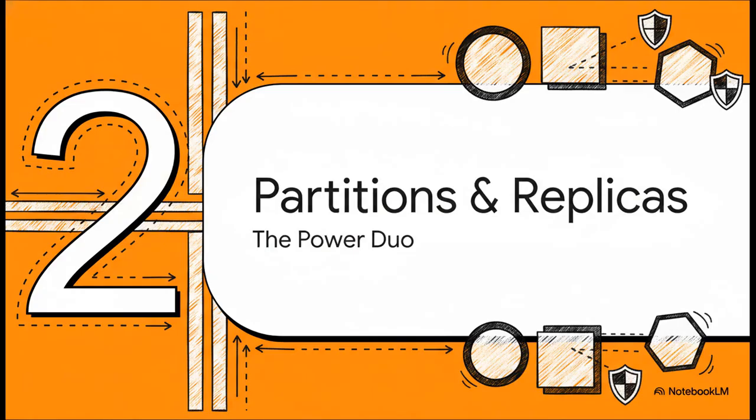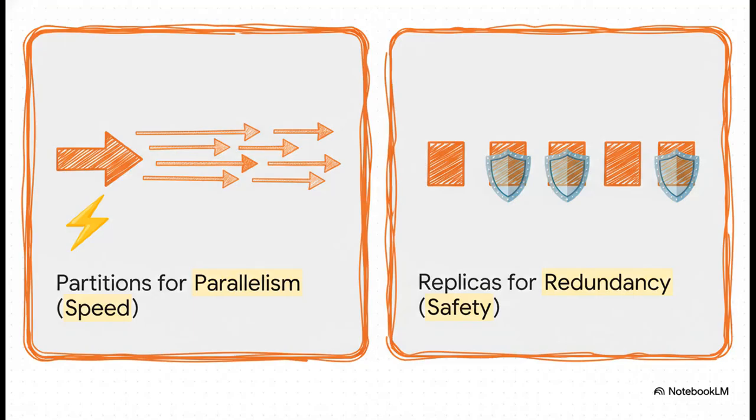So, it's time to meet our power duo, partitions and replicas. They are the heroes of this story. And listen, while their names might sound kind of similar, they have totally different jobs to do. And this slide just nails it. Think of it like this. Partitions are all about parallelism. They're the gas pedal, they give you speed. Replicas, on the other hand, are all about redundancy. They're your insurance policy, your seatbelt. They give you safety. One lets you go fast, the other makes sure you get there in one piece.